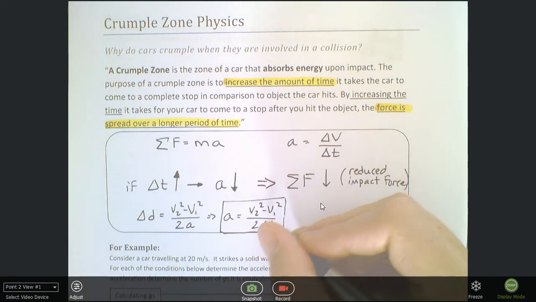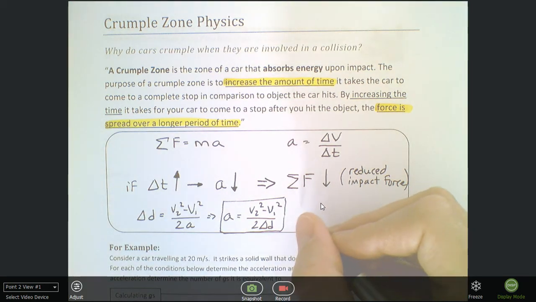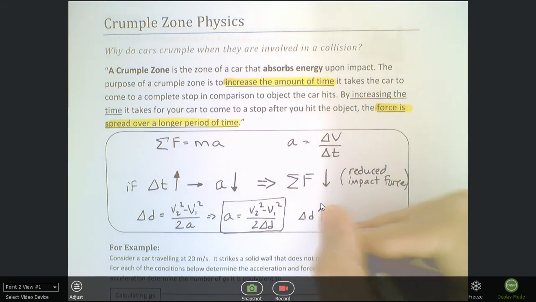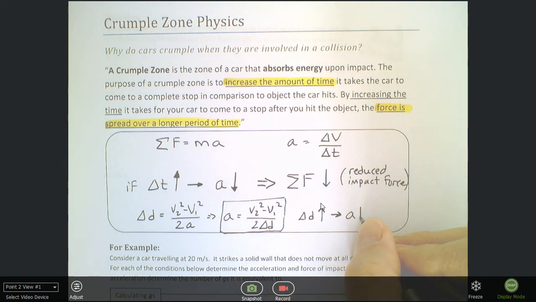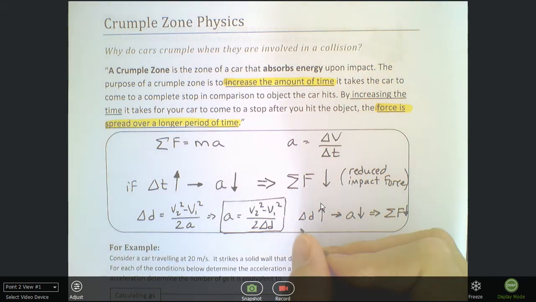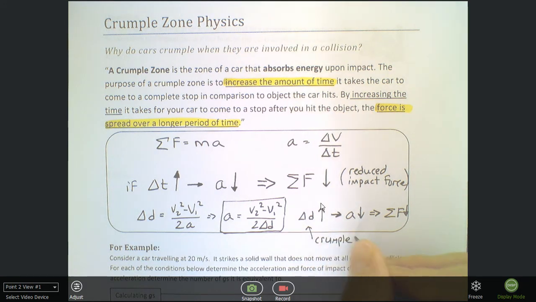So, and we're going to use this one quite a bit, this formula right here. And so what you look at is you say that if the displacement or the crumpling amount increases, this causes a decrease in acceleration, which causes a reduction in the force of impact. And this thing here is your crumple zone distance. Okay, and that's going to be coming really handy.